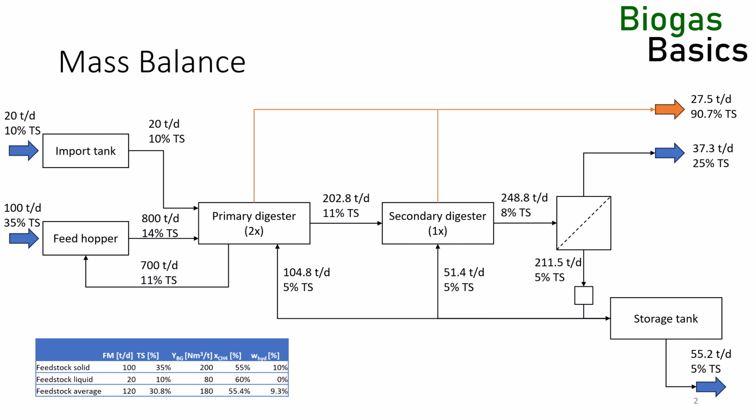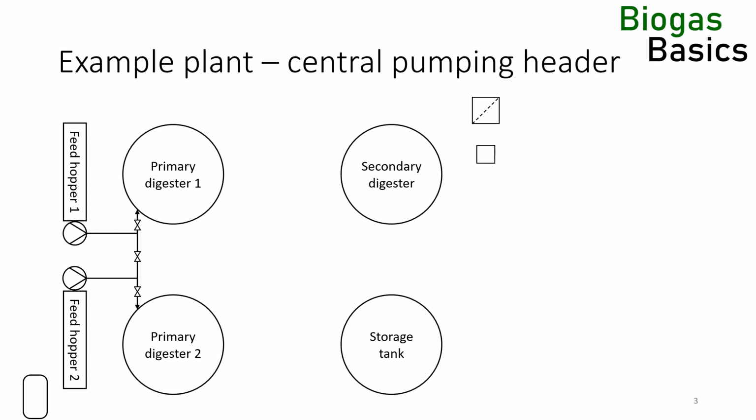The total amount of liquid streams that need to be pumped are almost 1,400 tons per day, plus another 1,600 tons per day of feedstock and digestate mix from the liquid feeding system. The pumping system of biogas plants can follow two different philosophies. The first philosophy is the centralized pumping system.